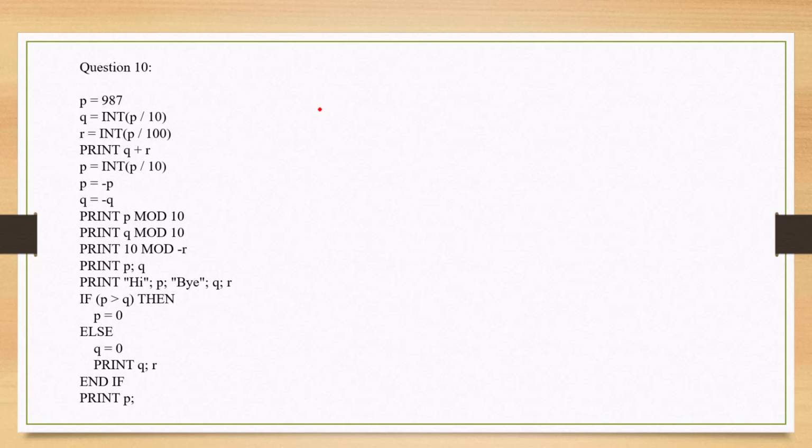Now we have come to the last output question. We have p, q, r, 3 variables. So we are going to make 3 columns, column for p, q and r. Output I am writing over here. We have one if else and if, okay. Start from here, p is 987, we write it there.